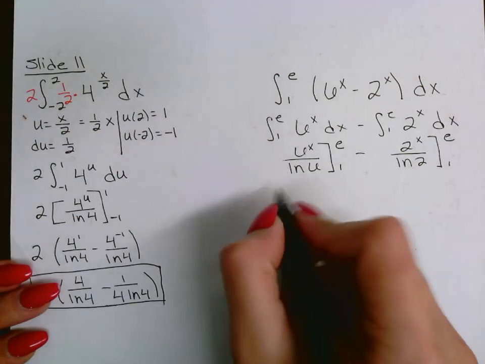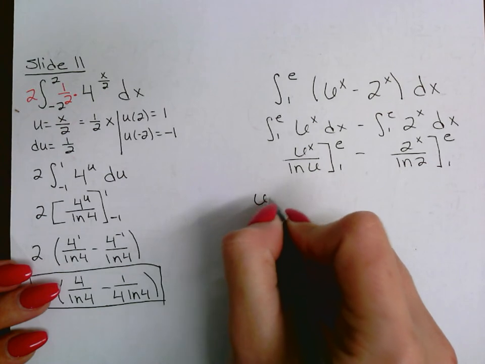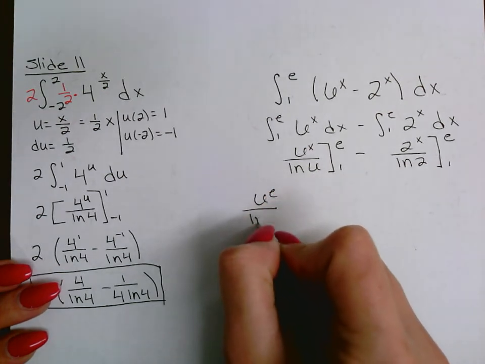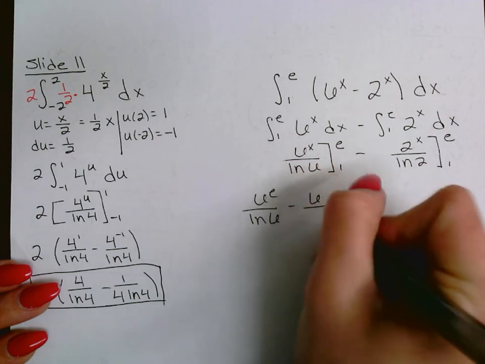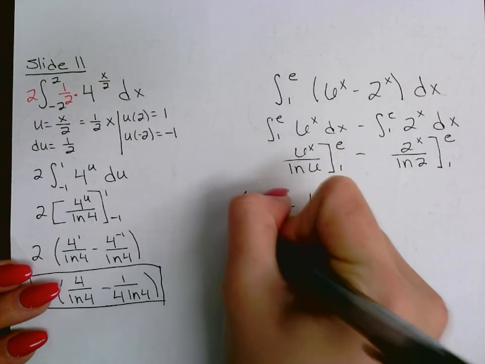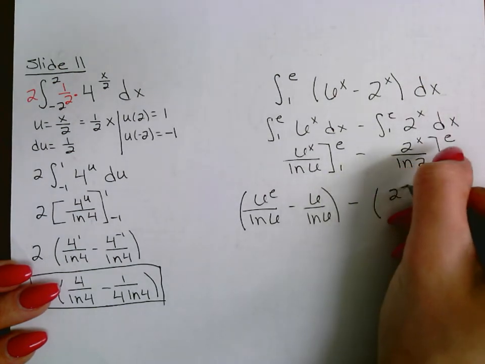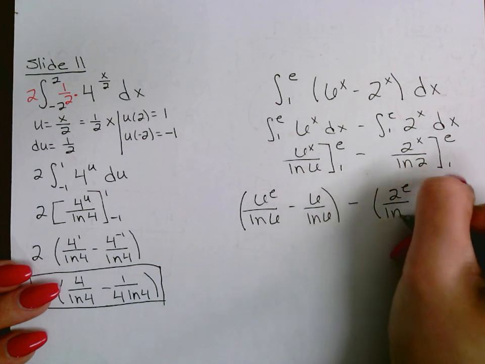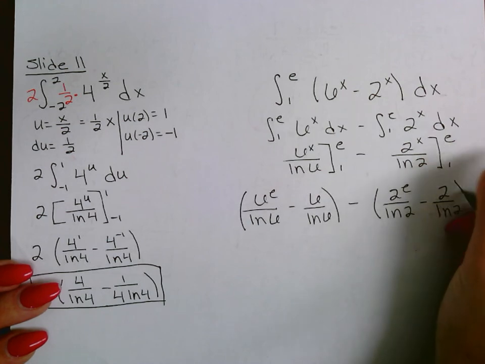All right, so now I can just do my f of b minus f of a for each. 6 to the e over ln of 6 minus 6 to the first over ln of 6 minus 2 to the e over ln of 2 minus 2 to the first over ln of 2.